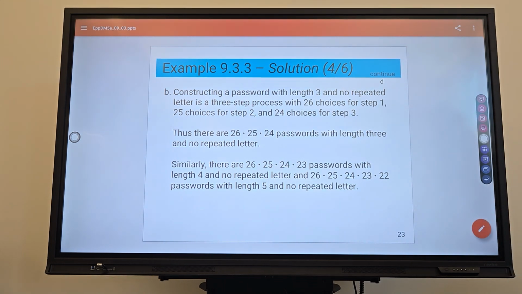Now, constructing a password of length 3 with no repeated letter is a 3-step process with 26 choices for step 1, 25 choices for step 2, and 24 choices for step 3. So there are 26 times 25 times 24 passwords of length 3 with no repeated letter. Similar logic can be used to determine how many passwords with no repeated letter of length 4 and 5 by doing those multiplications out.